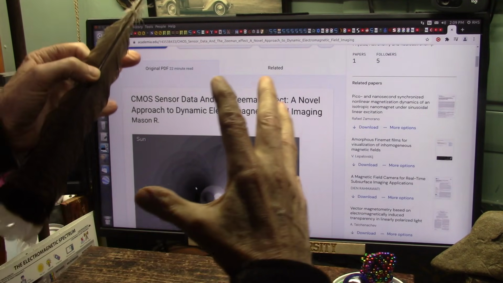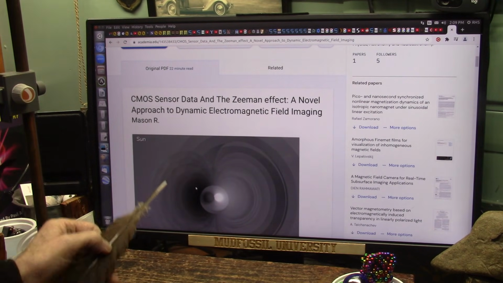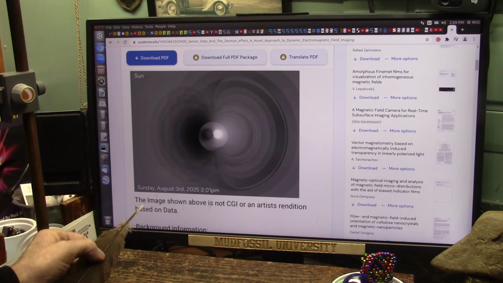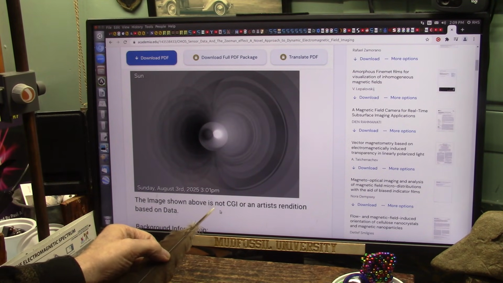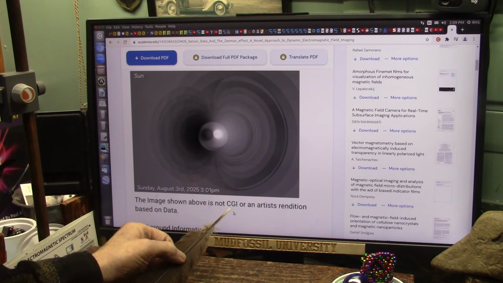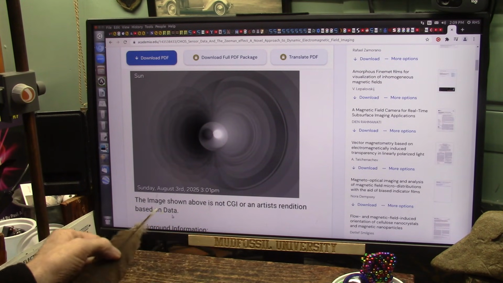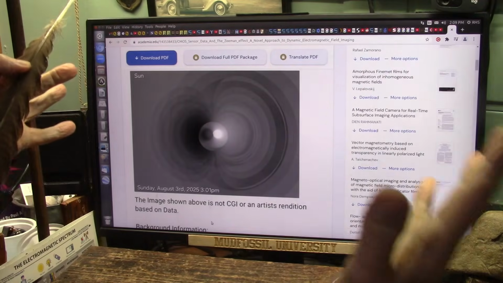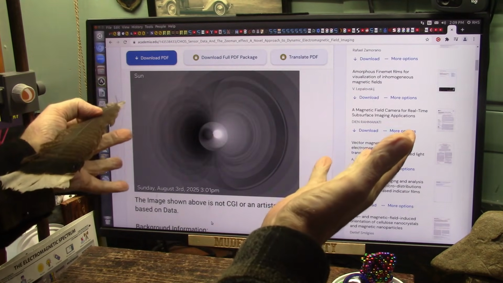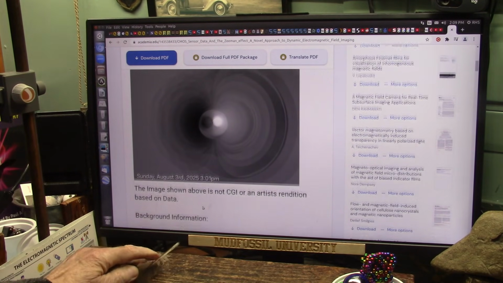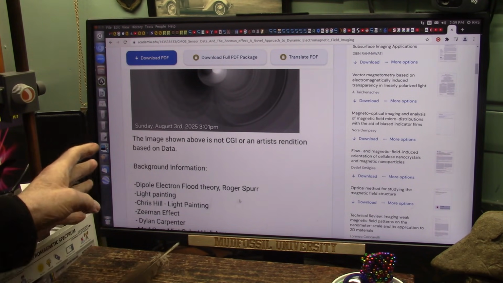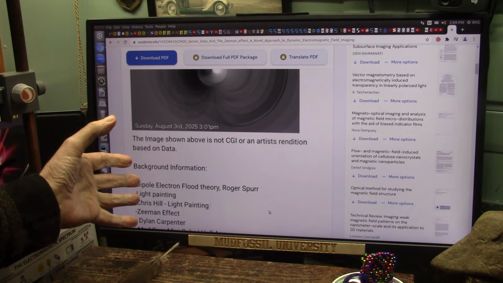There's an imaging of the fields. And this is Mason, and this is our sun. The image shown above is not CGI or an artist's rendition based on data. It is physically, as far as I know, I got to get back and work with him some more, but it's all about the Dipole Electron Flood Theory and CMOS.